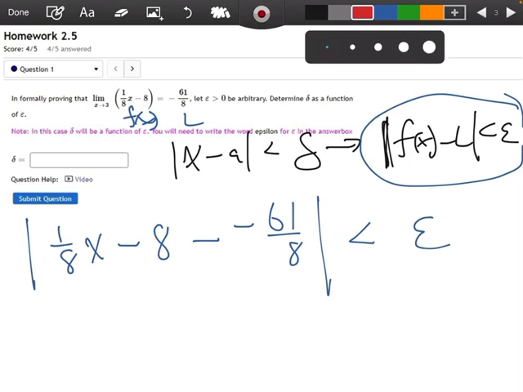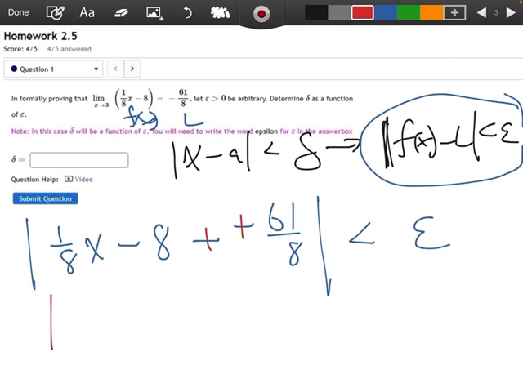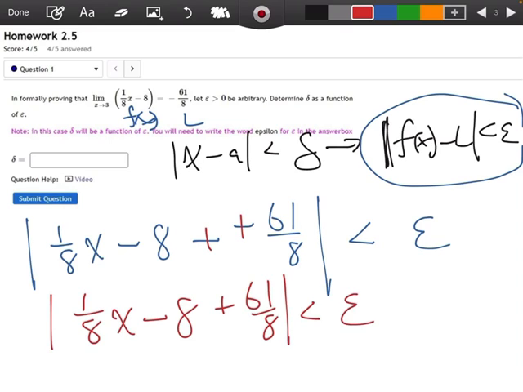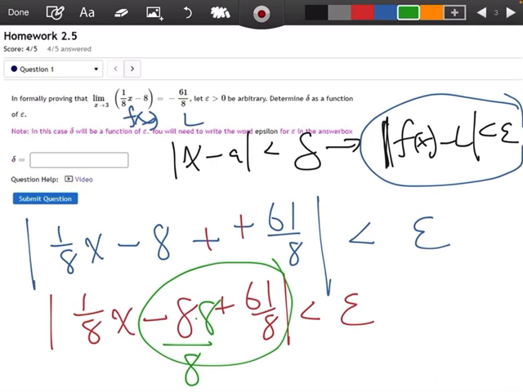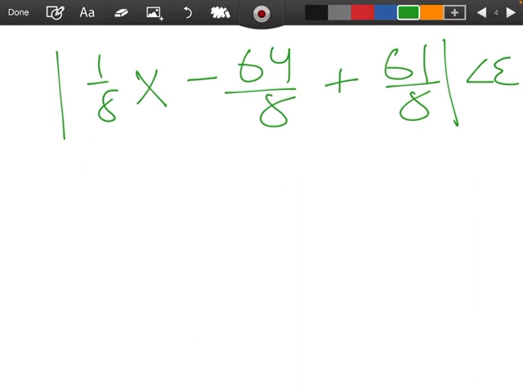Okay. So first thing I know, minus and minus is going to make this plus. So I have |1/8 x minus 8 plus 61 over 8| is less than epsilon. What I want to do is combine those numbers right there. In order for me to do that, that's going to be an 8, and I have to multiply that by 8. So let me do this on the next slide. So I have 1/8 x minus, I believe that's 64 over 8 plus 61 over 8 is less than epsilon, right? So let's just go back and make sure we're doing this right. 8 times 8, 64. This is a minus and this is a plus. Is that what I put? Yes, that's a minus, that's a plus.